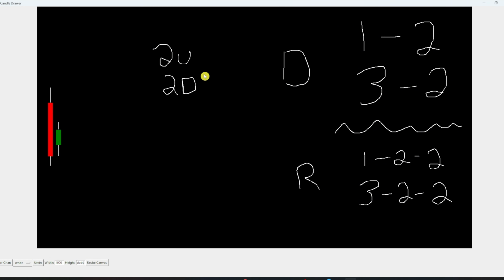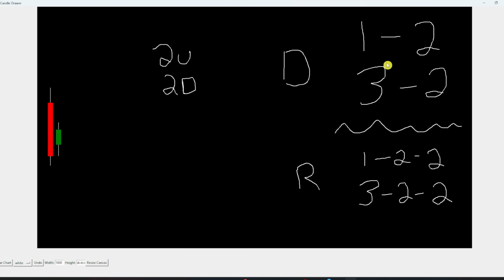A 1-2 down is again just the opposite. So if it goes inside and that second candle goes 1-2 down, I'm short right here. So that's going to be my entry. And then my stop loss is going to be at that inside candle's high. So that's going to be my stop loss.